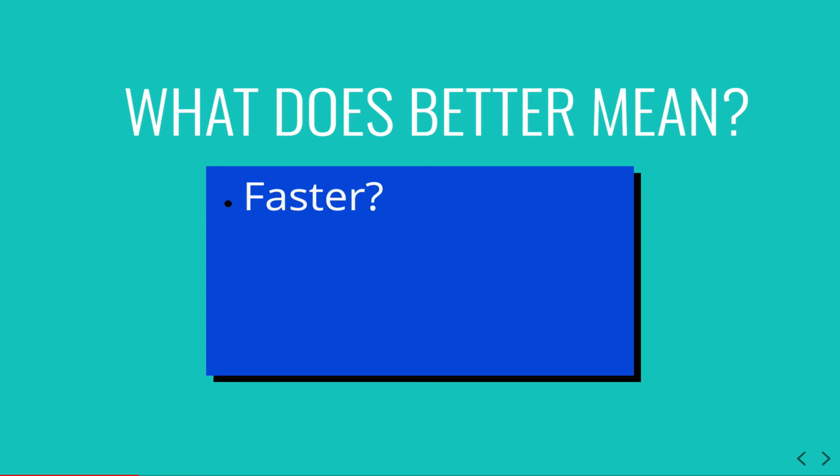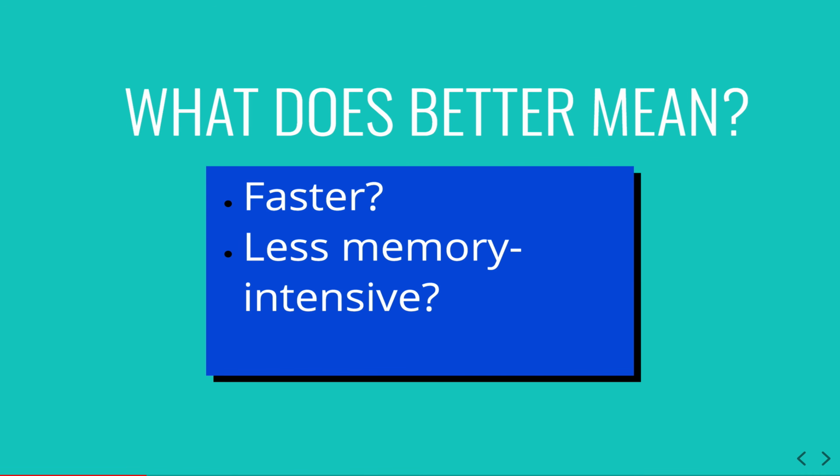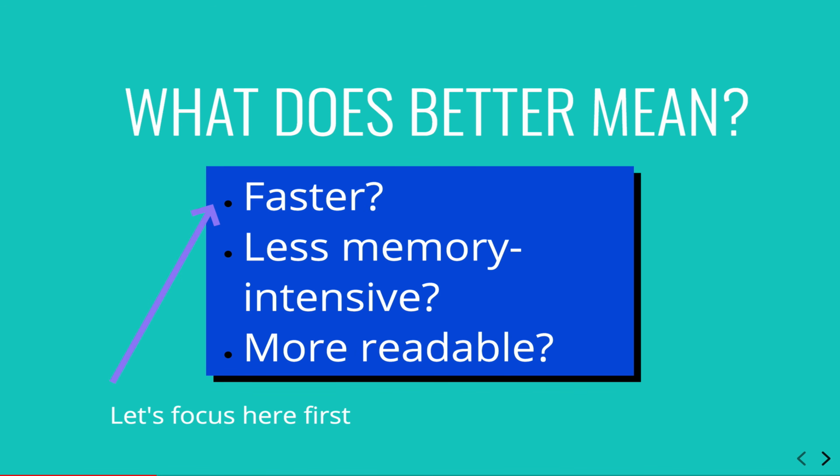Well, it's sort of complicated, because what does better mean? Is it the faster algorithm, whichever one finishes first? Is it the one that takes up less space, less memory on our machine? Is it one that's more readable? Is it one that is shorter? The number of lines, does that matter? For this video, we're going to be focusing on speed, what we'll call time complexity.